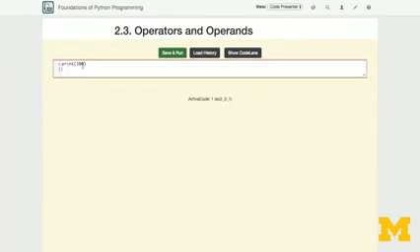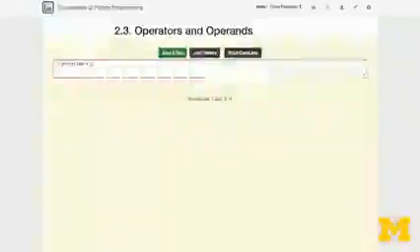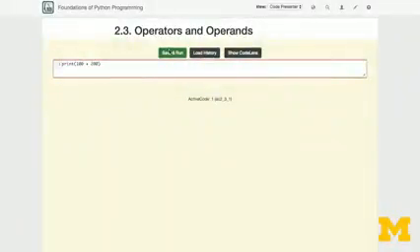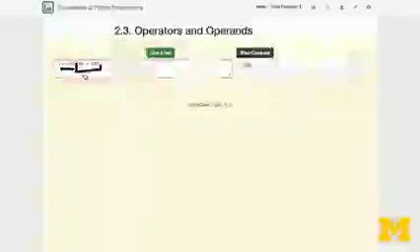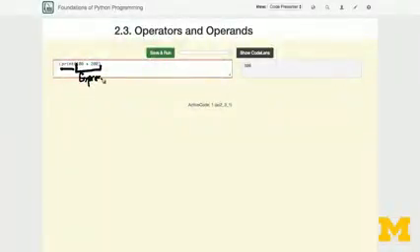In order to use it, we write something like print 100 plus 200. When I run this code, note that I get the value 300. So when we execute a print statement, then rather than printing out the expression itself, the expression here being 100 plus 200, we print out the value of that expression. So this expression has a value of 300.